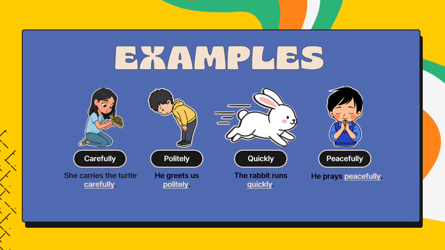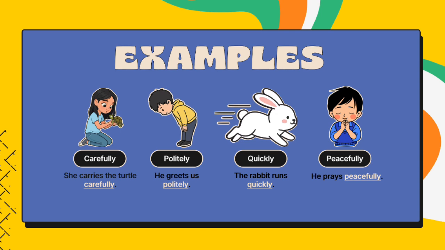Now let's see them in sentences. The first sentence is she carries the turtle carefully. Carefully tells us how she carries the turtle. The second sentence says he greets us politely. Politely explains how he greets us.